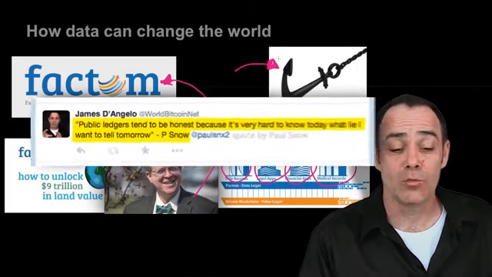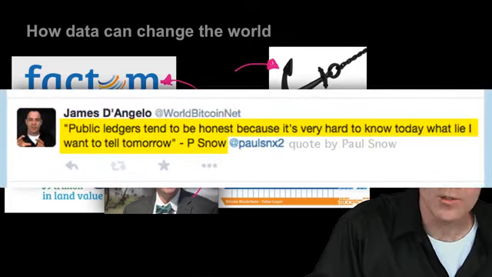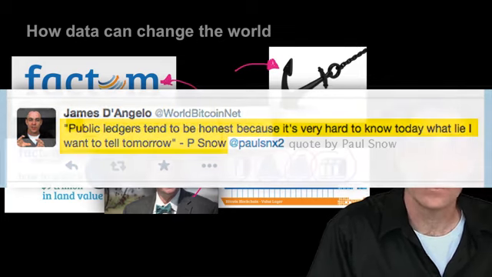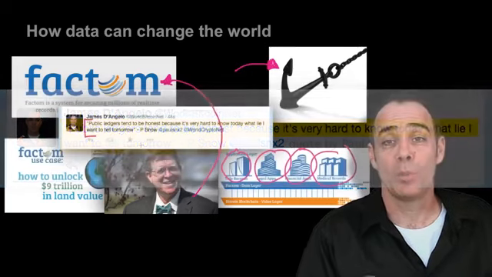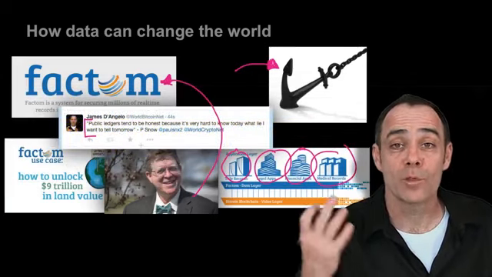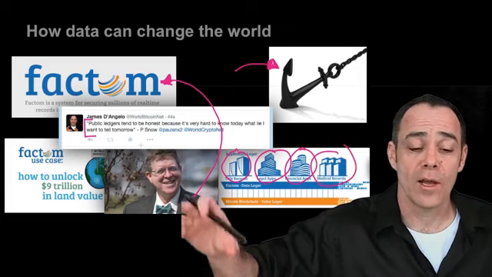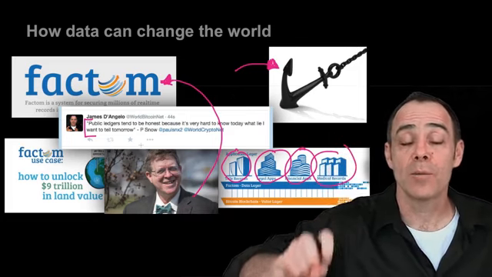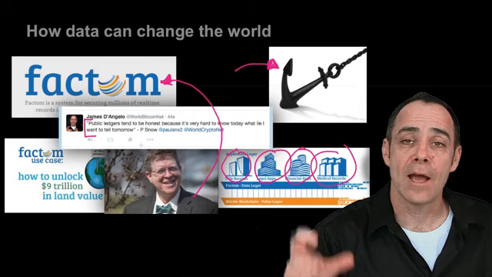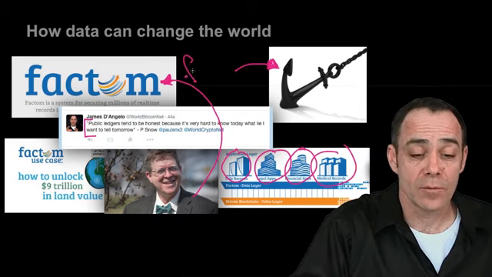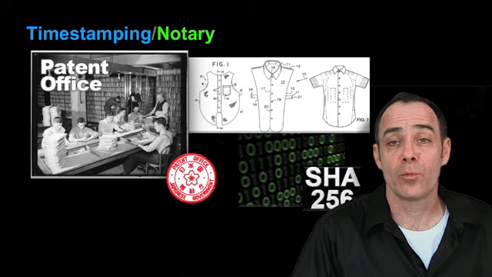He's got this really great quote about all of this. Public ledgers, Bitcoin's databases, tend to be honest because it's very hard to know today what lie I will want to tell tomorrow. Most of the spoliation of data happens post facto because you've got, oh my God, I shouldn't have done that. So you go back and you try and fudge with the data. But if it's in a place that can't be changed, well, now you're stuck with that data. So it prevents the ability to run lots of types of fraud. So now we can really whip through stuff, right?